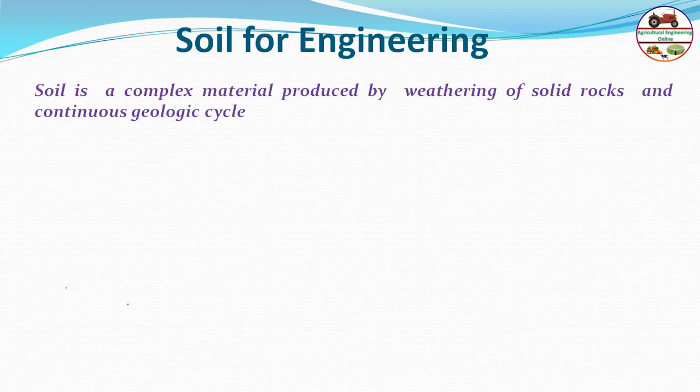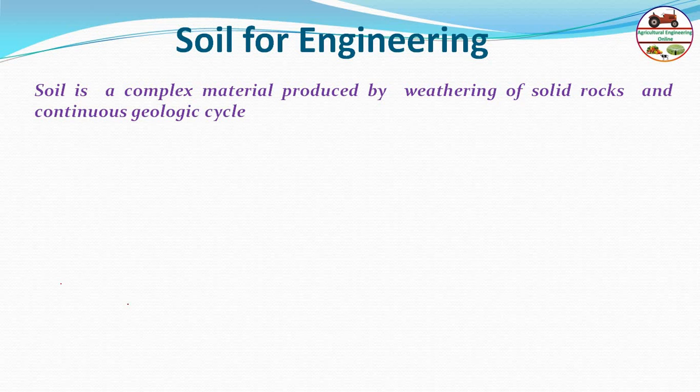In general terms, soil is a complex material produced by weathering of solid rocks and the continuous geologic cycle. Soil is also a combination of minerals and organic elements that are in solid, gaseous and aqueous form. Soil consists of particle layers that are different from the original materials in their physical, mineralogical and chemical properties because of the interaction between the atmosphere, hydrosphere and other regions.